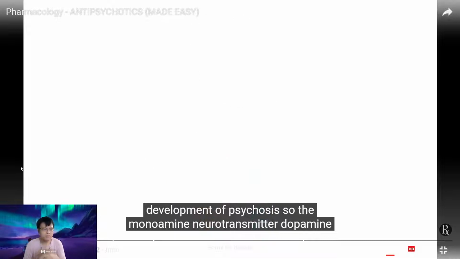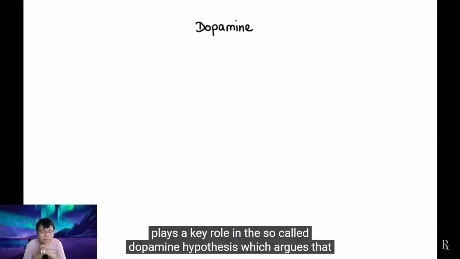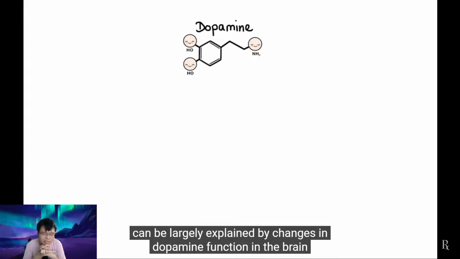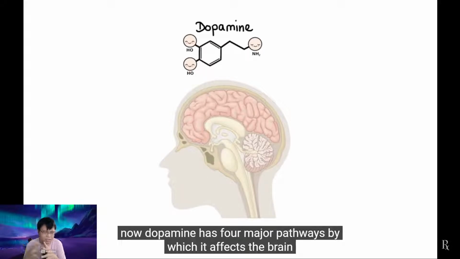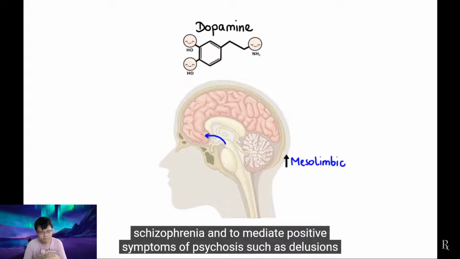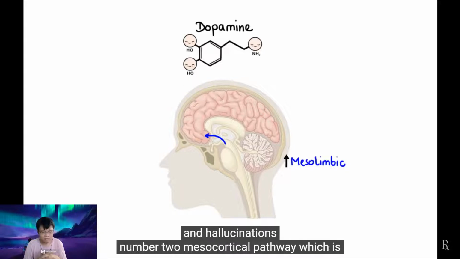So the monoamine neurotransmitter, dopamine, plays a key role in the so-called dopamine hypothesis, which argues that the unusual behavior and experiences associated with psychosis can be largely explained by changes in dopamine function in the brain. Now, dopamine has four major pathways by which it affects the brain. Number one, the mesolimbic pathway, which is thought to be hyperactive in schizophrenia and to mediate positive symptoms of psychosis, such as delusions and hallucinations.